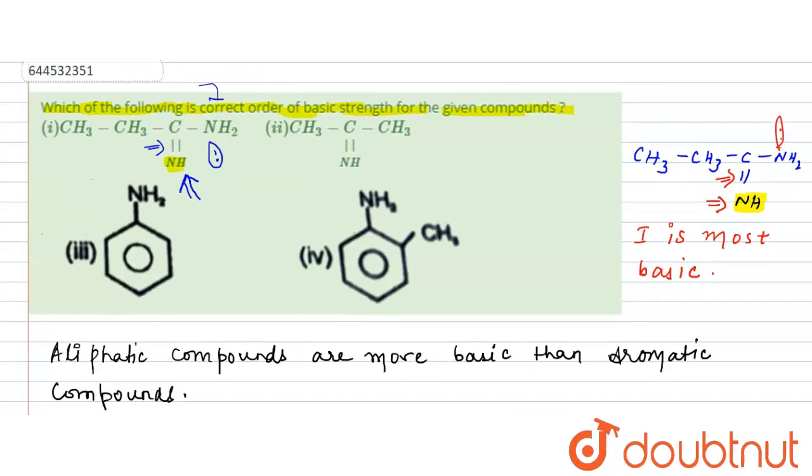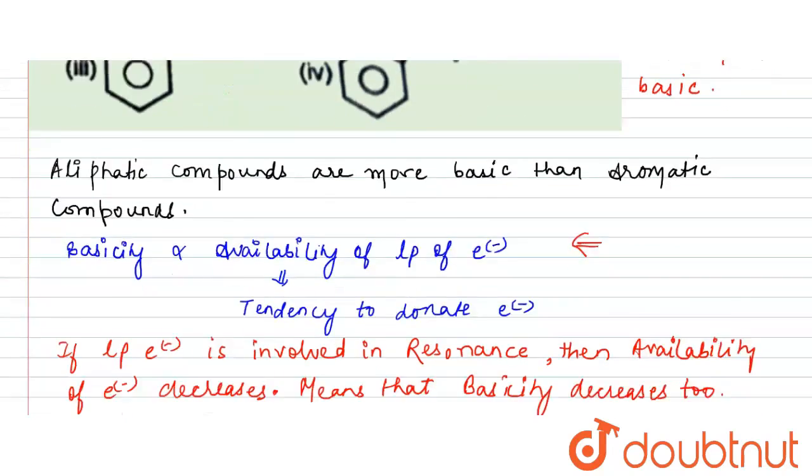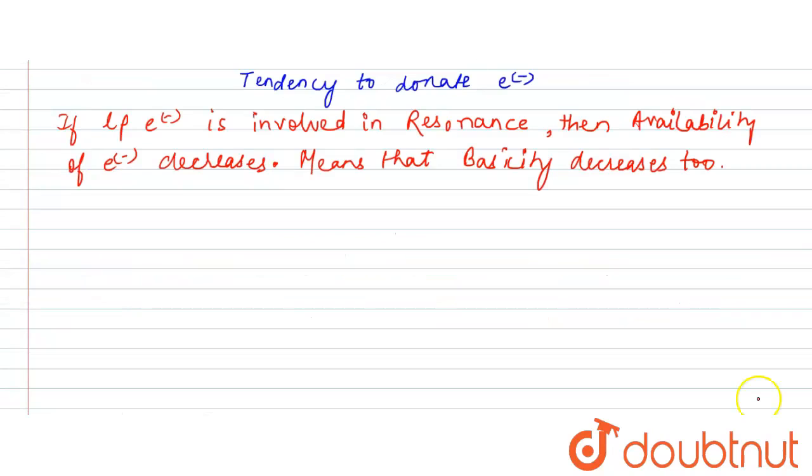Now let's see the second. In the second case, you can see there is a plus I effect of this CH3, right? So the plus I effect also increases the electron density at the nitrogen atom. So that is also going to increase the electron density and the availability of the lone pair of electrons. But that will not be as much as it was in case 1, because in case 1, due to resonance, more availability of electrons will be there.